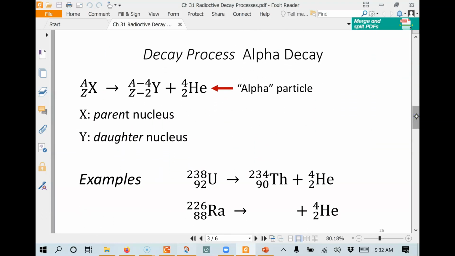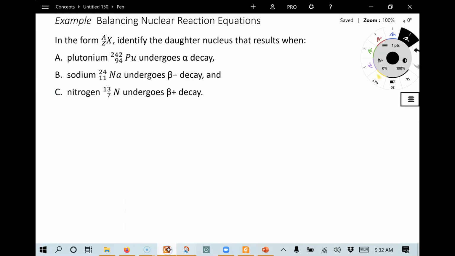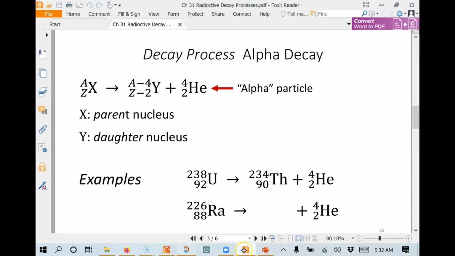First one we have is alpha decay, and that's what the first one looks like here. So let's go back and look at this. Plutonium-242, Pu, undergoes alpha decay. We're going to write down what the reaction equation is and identify the daughter here. So we want to look at the general form of an alpha decay. Here's the general equation, and we're going to copy that real quick.